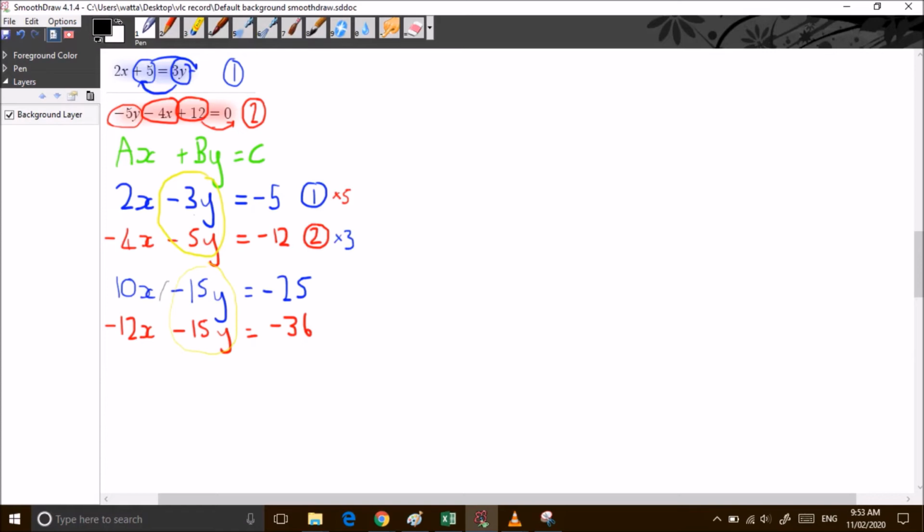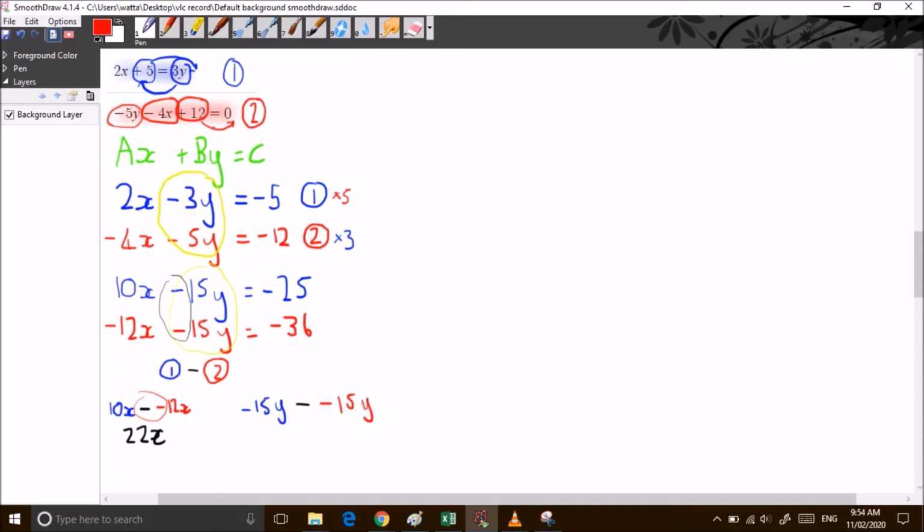Negative 15y in both. Negative 15y in one and positive 15 wouldn't matter because we can deal with both. But since I've got two negatives, I'm going to have to subtract them in order to make them cancel out. If I had a positive and a negative, I would add the two equations. So taking equation 1 minus equation 2, we can see we've got 10x minus and then negative 12x. Two minuses make a positive, so that leaves us with 22x.